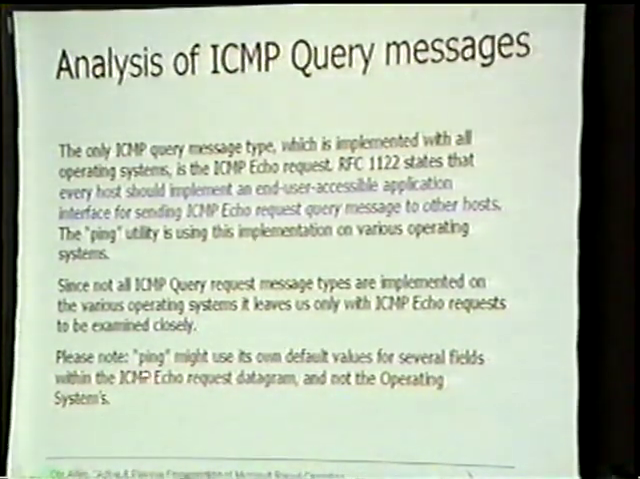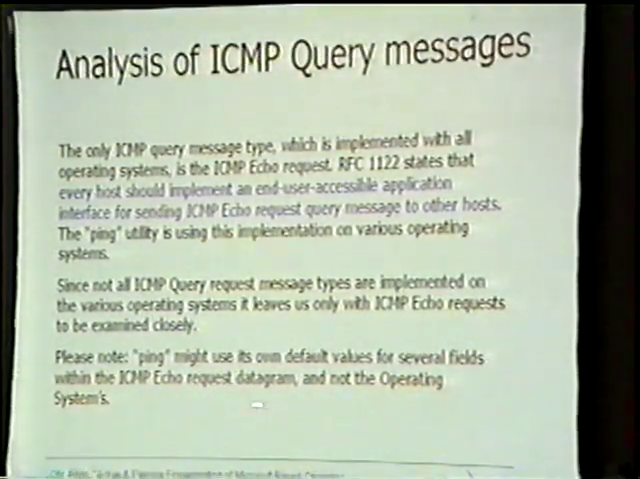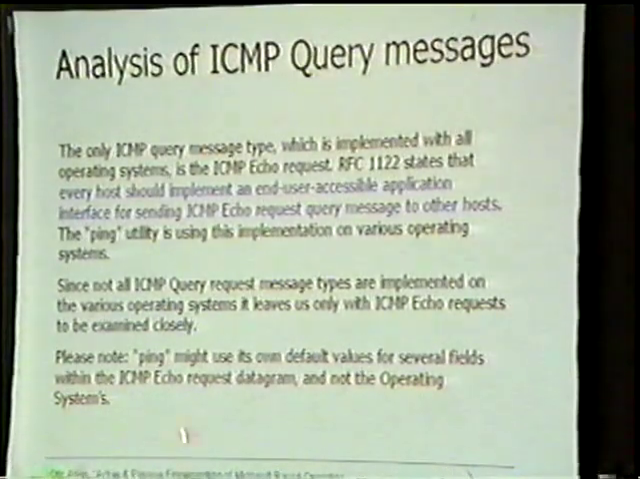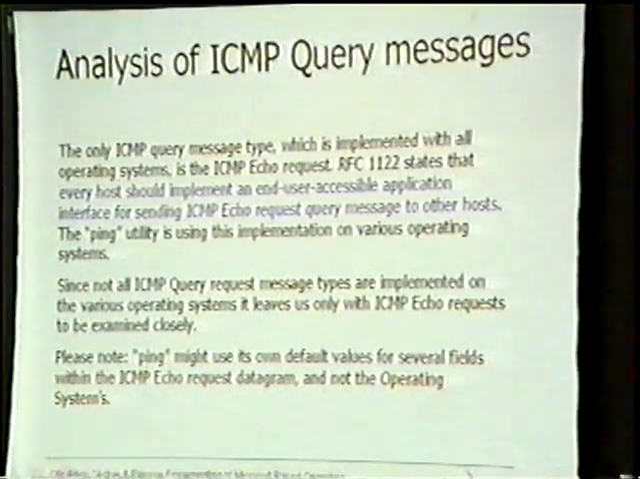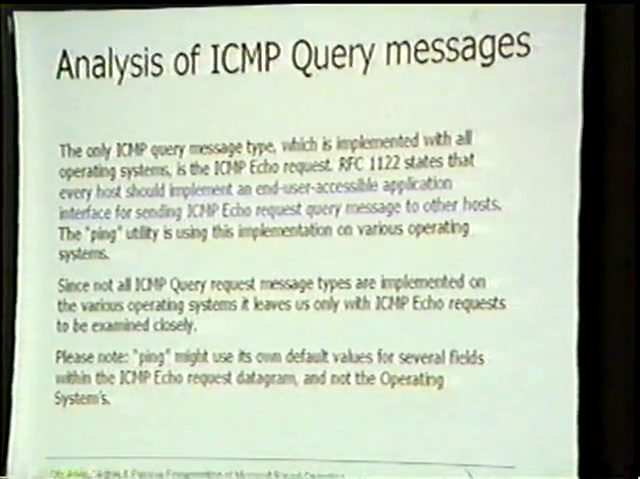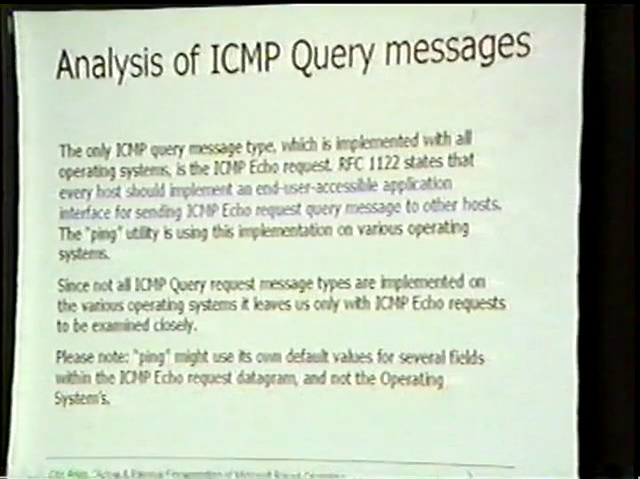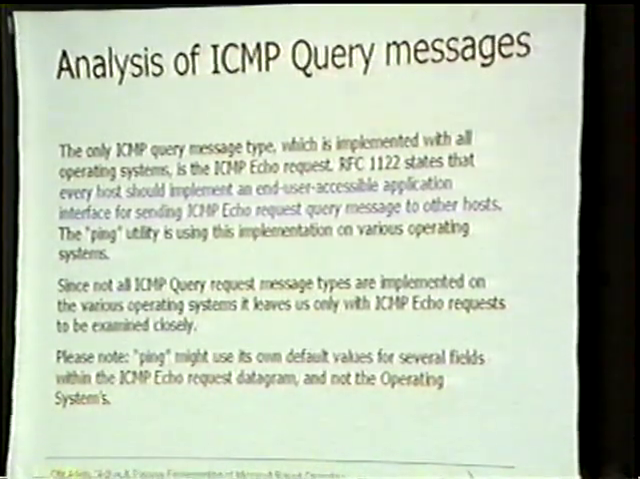An important note is that ping might use its own default values for several fields within the ICMP echo request datagram and not the operating systems. This is especially true for Unix and Unix-like operating systems. While we will see that Microsoft-based operating systems, we have really fun with those. Since not all the ICMP query requests are implemented on the various operating systems, I have decided to look at the query messages and to use the different ping implementations in order to passively map between operating systems.